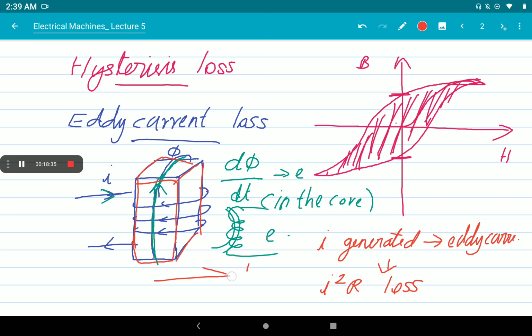Actually it's a transformer action. Normally in a magnetic core we wind a coil, and it will induce another EMF in the secondary coil, and the load will be placed on the secondary coil. This is a transformer action, but another current is generated in the magnetic core itself. It is an unwanted current, and it will produce a large I square R loss in the magnetic core. So it's an unwanted loss, and that loss is known as eddy current loss.